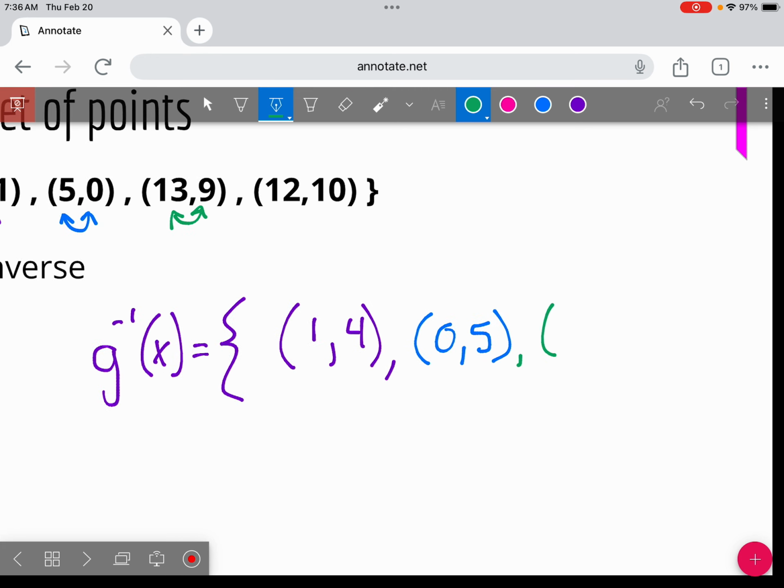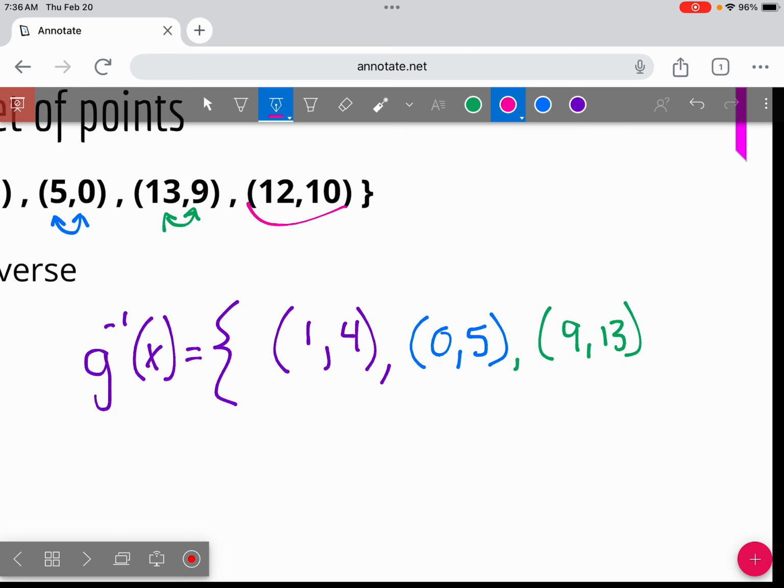Yes, because I actually read it backwards and read you the inverse because I was thinking at the same time. 13, 9 is the point we're given. 9, 13 is the one we want to write. You said it exactly the right way, but I read it wrong. And then our last one, 12, 10, 10, 12.